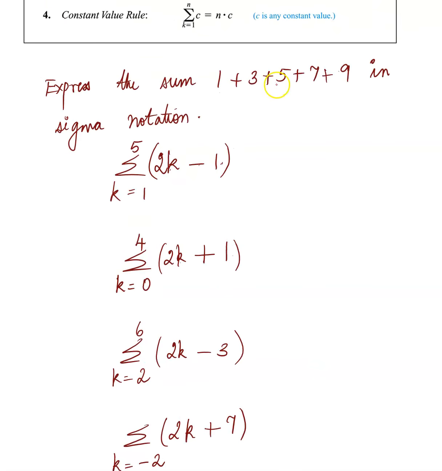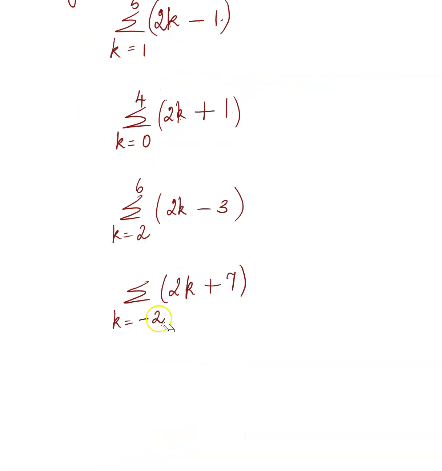So notice I got a 5, then I'm getting a 3. I need to start at 1, so I go 1 below. So what if I started at negative 3? Negative 3 times 2, negative 6, plus 7 is positive 1. Okay, I got my first term.